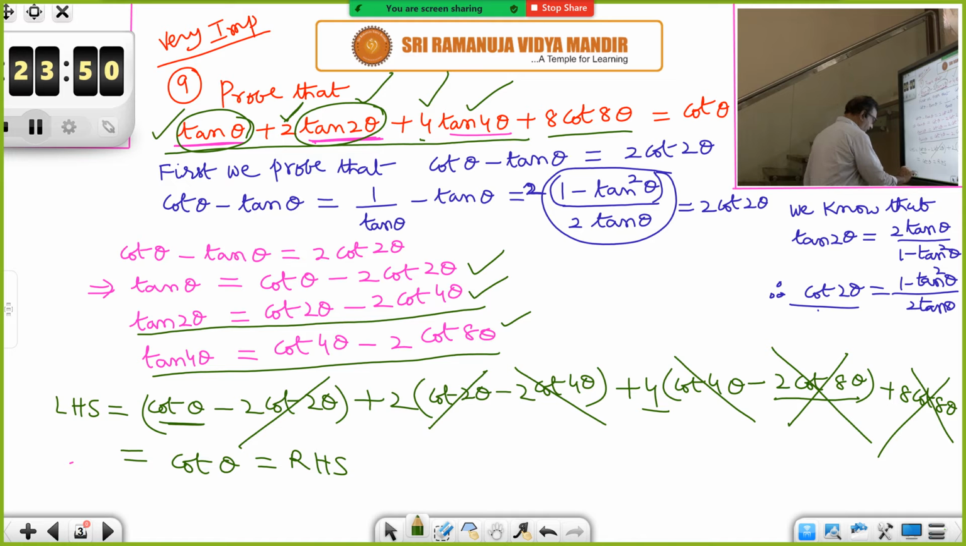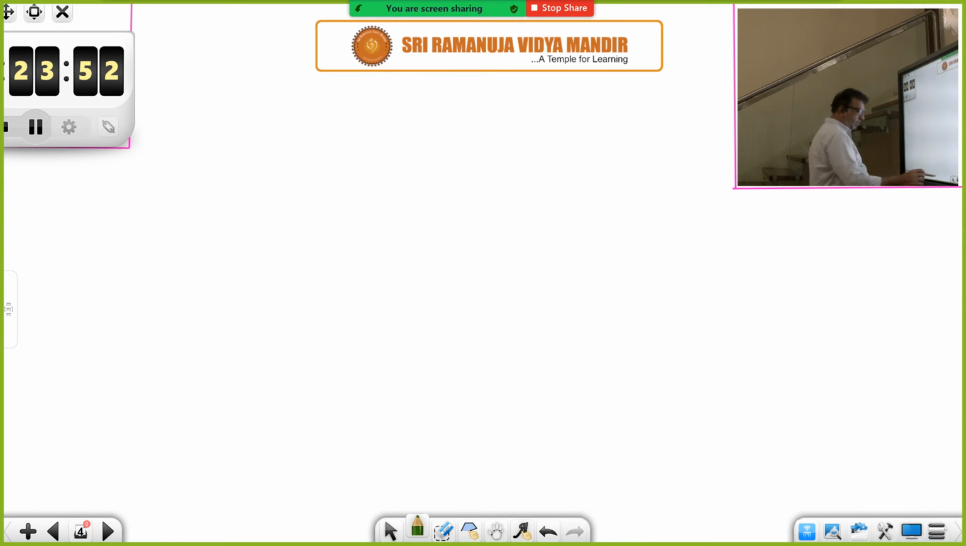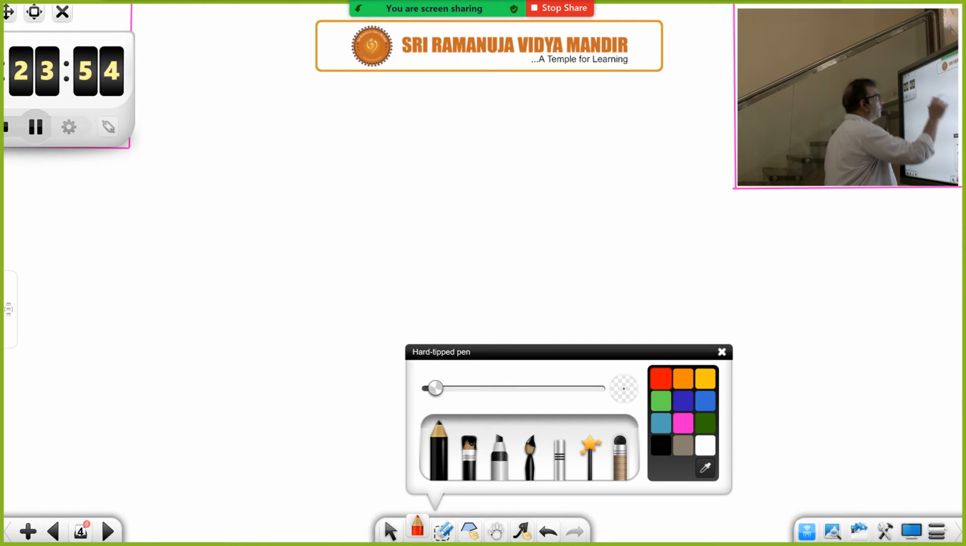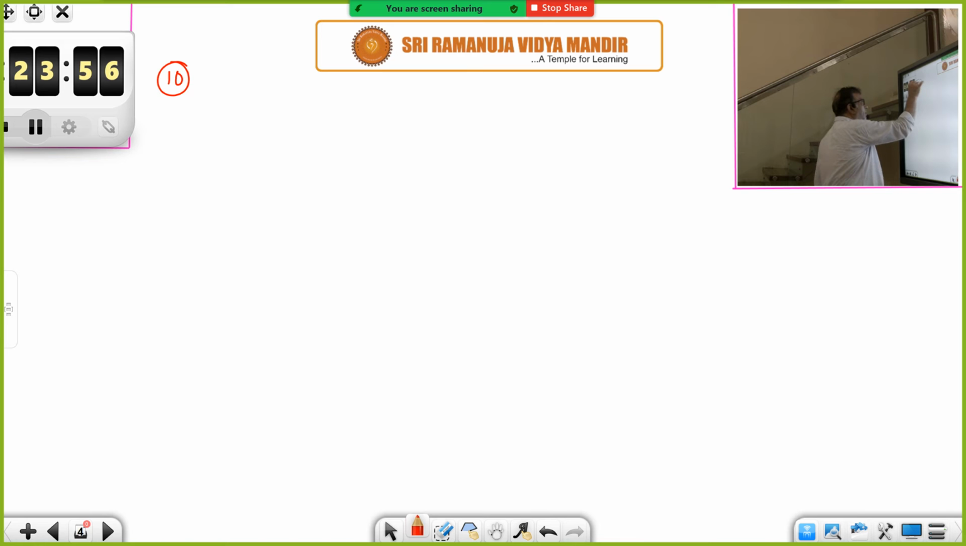So this is a very important problem. Let us go forward and do the next problem, number 10. Number 10 is actually not a problem, it is a formula.